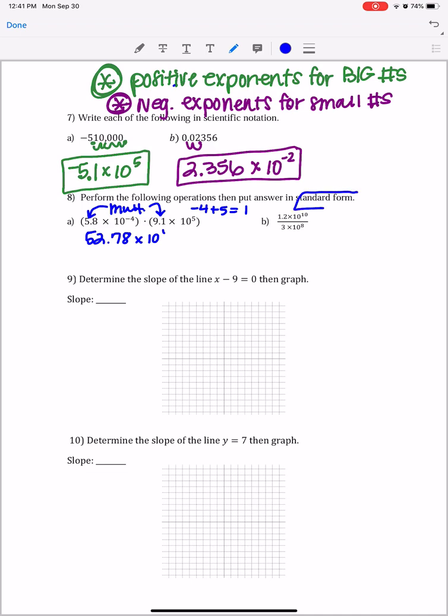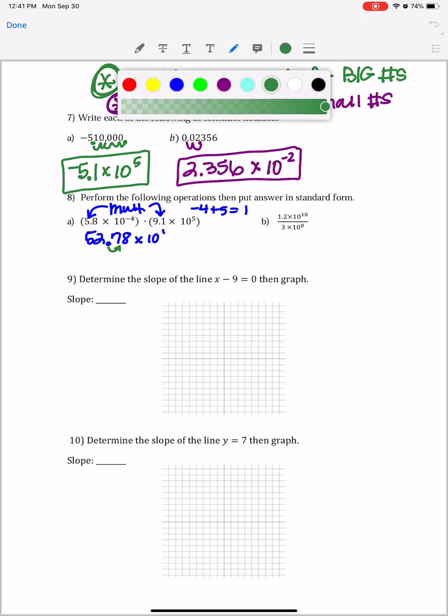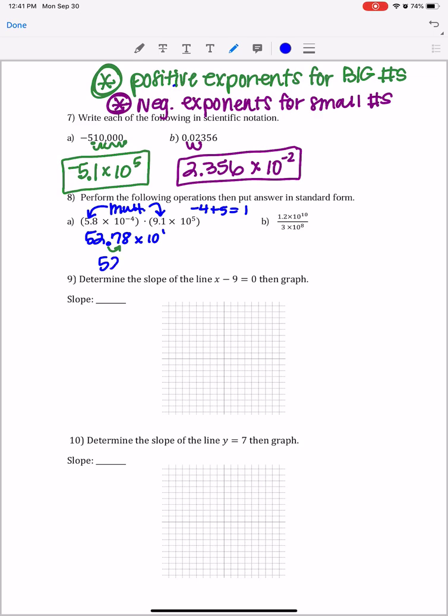Standard form means you have no times 10 to a power. So this 1 tells me to take this decimal here and move it 1 time here. So my final answer is 527.8.